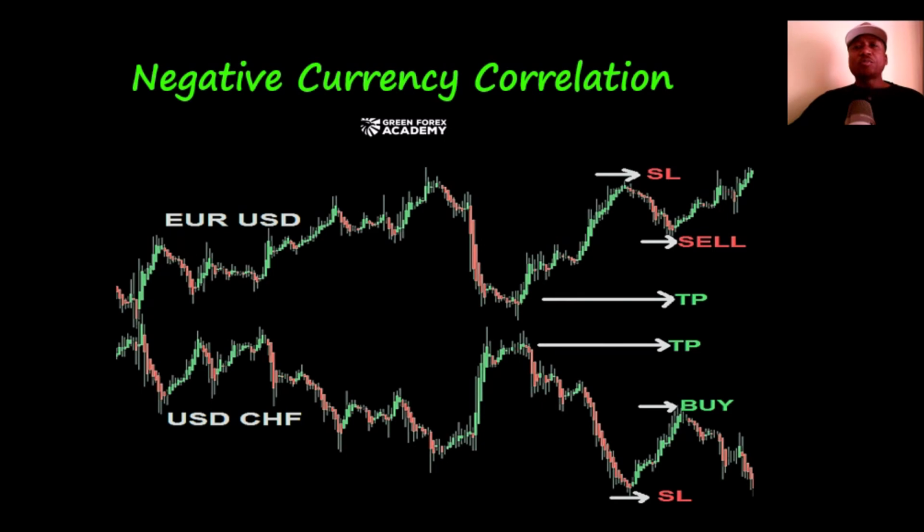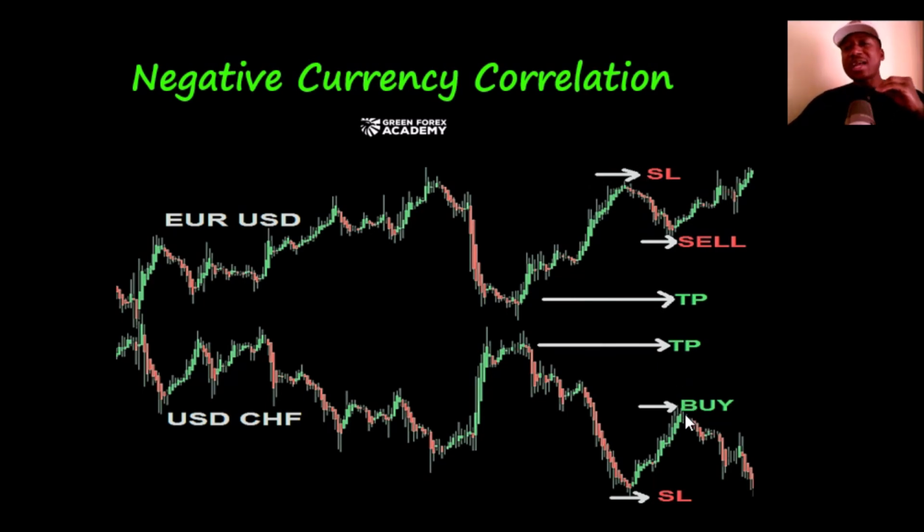Coming back to this point, you can see that negative currency correlation. This is the clear picture of the Euro USD and the USD CHF here. We can see at this point, this is where a trader will say, yeah, let me sell here because the price will keep falling and I'll take some profit here. But what happened? The price pushed to the upside. It was a loss. And what happened here?